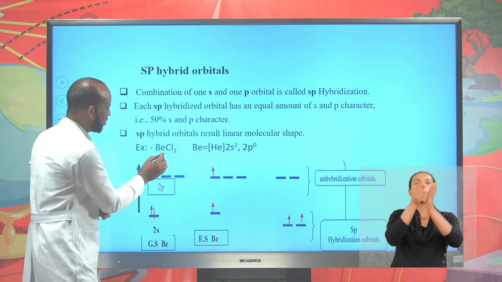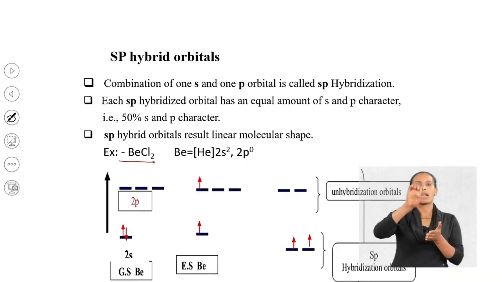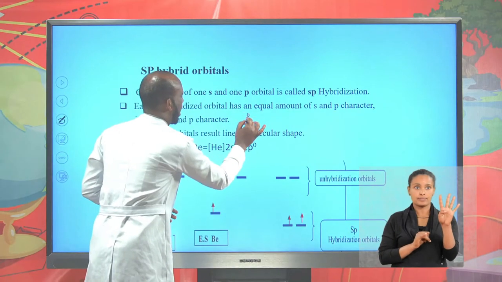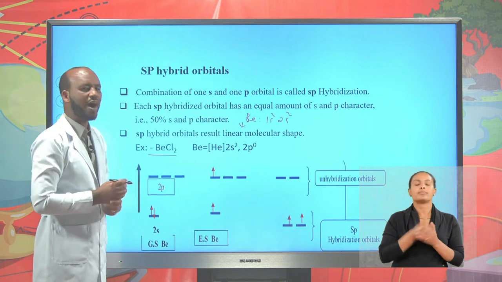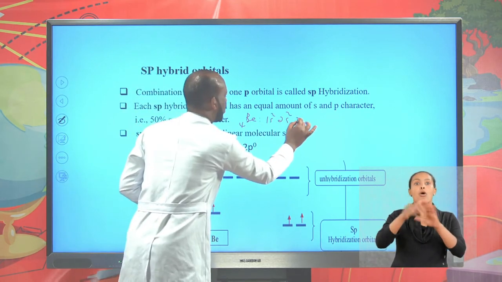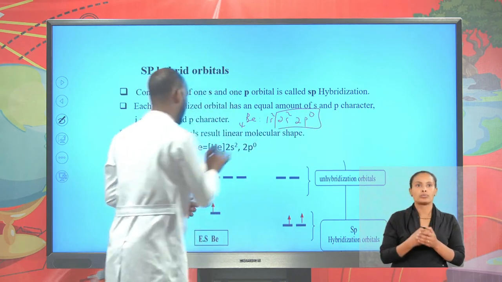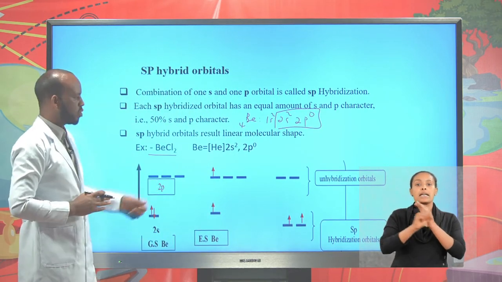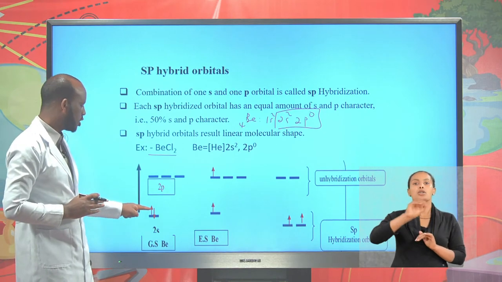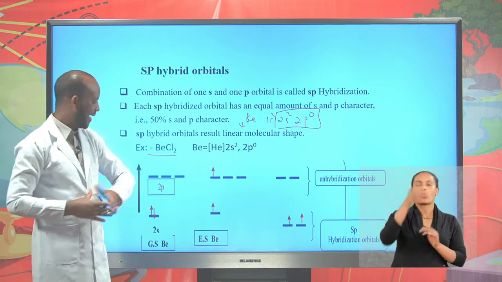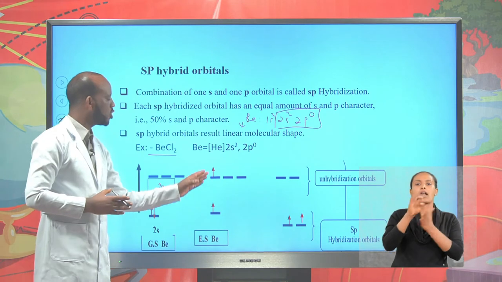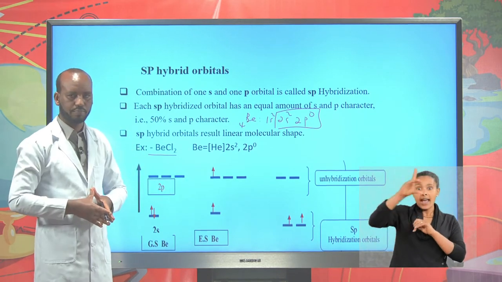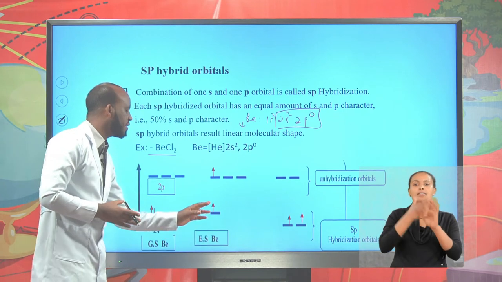For example, look at this molecule, beryllium chloride. The atomic number of beryllium is 4. The electronic configuration of beryllium is 1s2, 2s2. Valence electrons are involved in bond formation. 2p0. Therefore, the ground state electronic configuration of beryllium is 2s2, 2p0. In the excited state electronic configuration of beryllium, you see, one of the electrons is promoted to a higher energy orbital. Now, this is the excited state electronic configuration of beryllium.